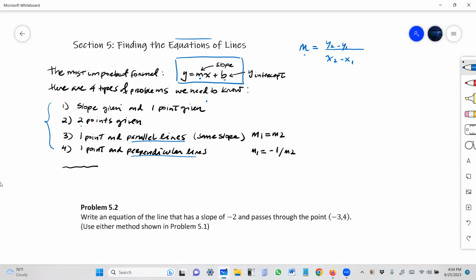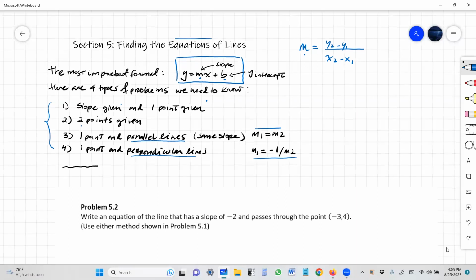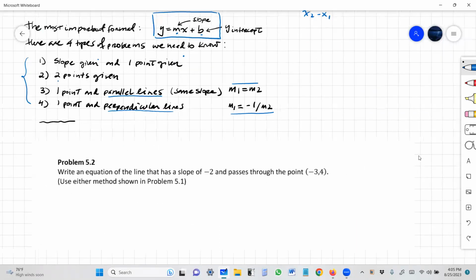is perpendicular to another. In the event that our line is parallel to another, the 2 slopes are the same. And if our line is perpendicular to another, then our slope has this relationship to the other line. Okay, so these 4 problems are in essence the whole section 5. So if you know how to do these 4 problems, you should be okay for the homework and for the exam. So let's begin. I am going to show you exactly how to do this.